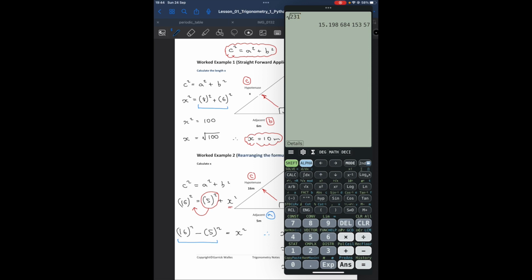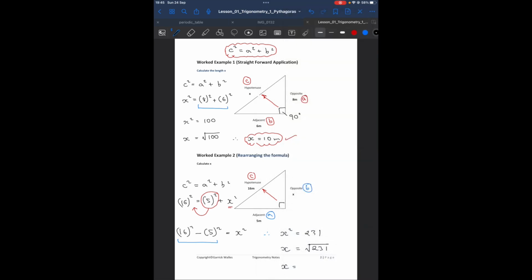15.198684, and so on. I want this to one decimal place, so I look at the second decimal place, which is that 9. Now, because that 9 is bigger than 5, the 1 which is directly next to it, I have to increase by 1. So my answer is going to become 15.2 to one decimal place. So my final answer is going to be 15.2, and I'm going to put the units in, which are the meters, and that is my answer.